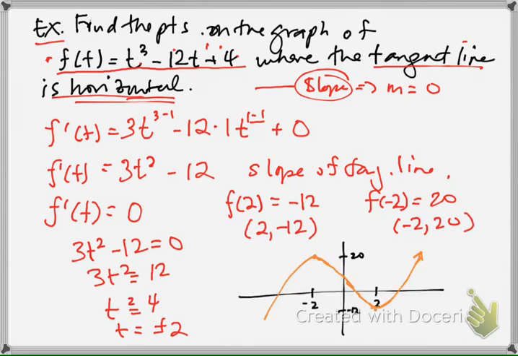This is a rough sketch of my function f of t. So this is t and this is f of t. And so we know at this point here, what do we notice? We have a tangent line of 0. And at this point 2, -12, I also have a tangent line of 0. The tangent line at this point is 0. So this verifies that our values are correct.